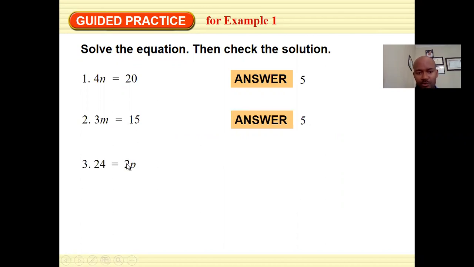In this case, we want to find what p is. So we're going to divide both sides by 2. Our answer will be 12. 2 times 12 equals 24.